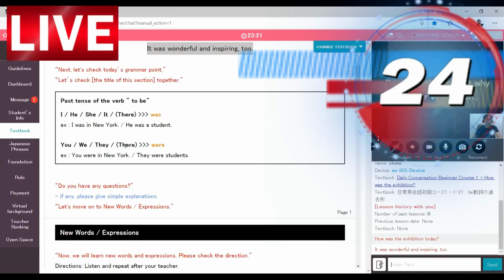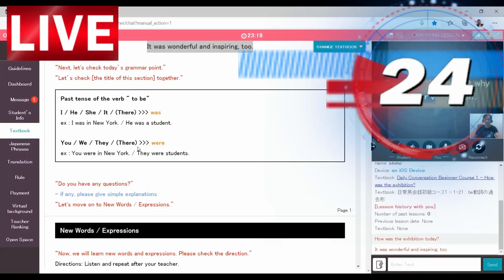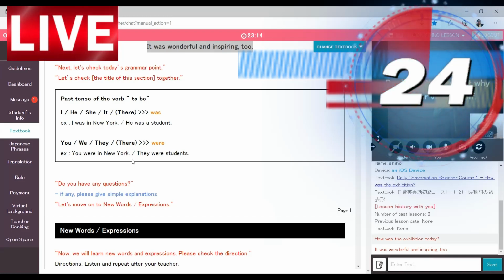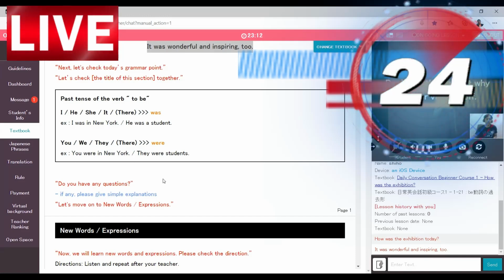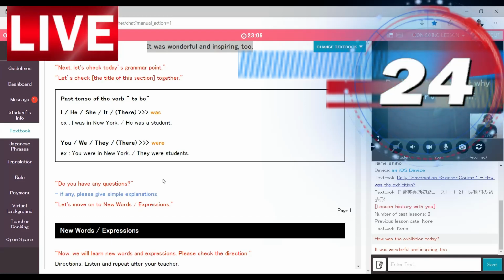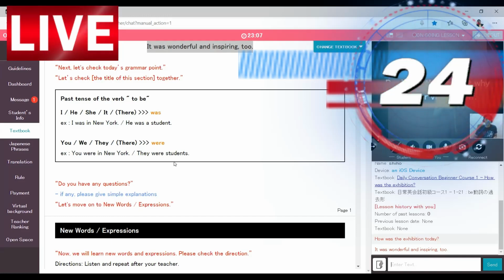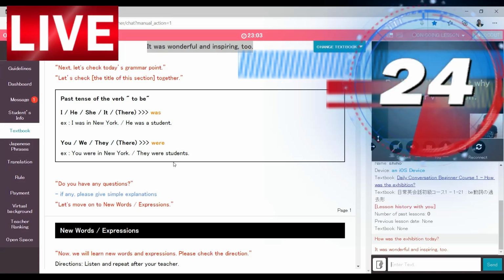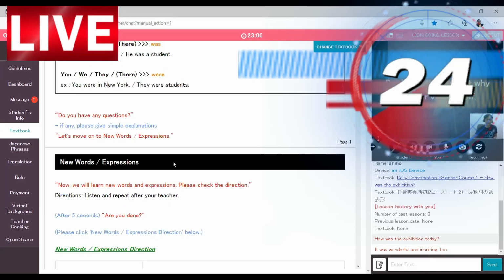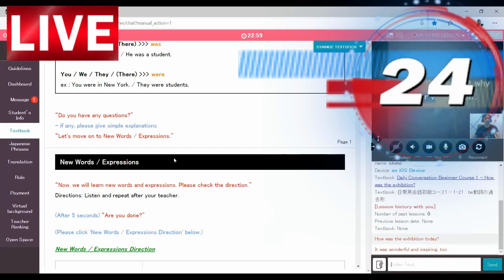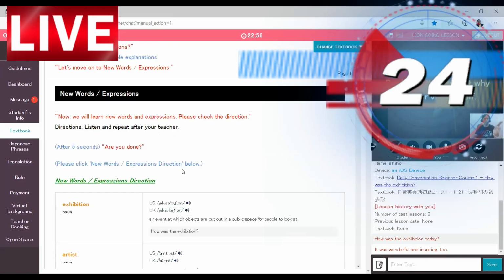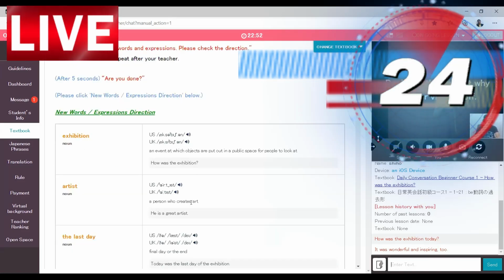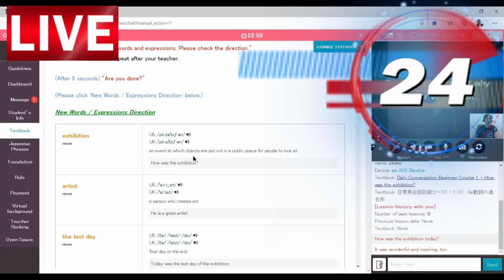Okay, and then we have you, we, they, there, so we use were. Okay? Please read the example. You were in New York. They were students. Okay, do you have any questions with this grammar point? No. All right, so everything is clear now. Let's move on to new words or expressions. Please check the directions here. I'm done. All right, let's start with the first word.